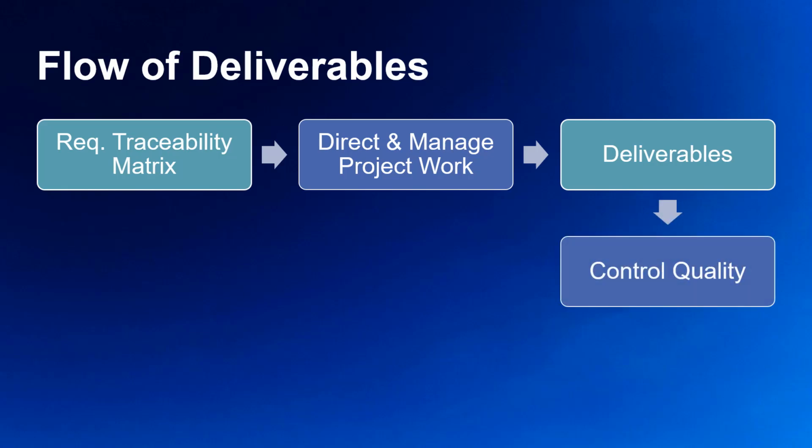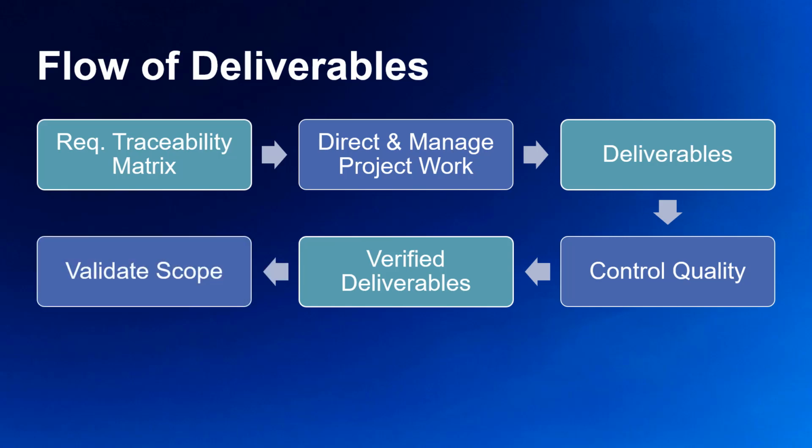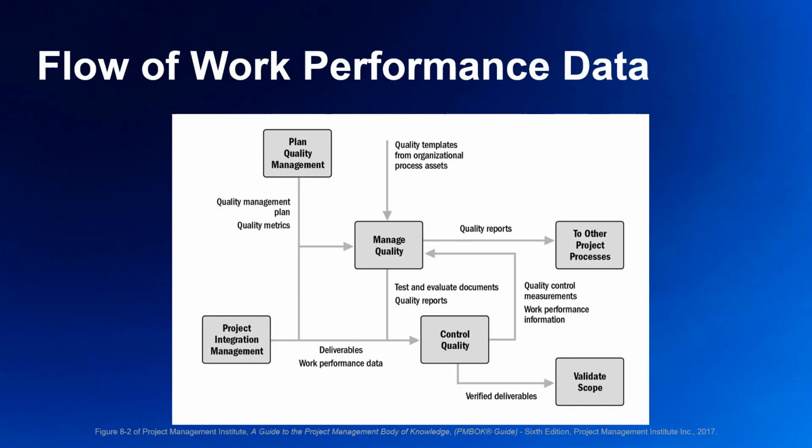These deliverables become an input to the control quality process, which is part of the monitoring and controlling process group that occurs throughout the project. To measure the deliverables against the project requirements, we are to use the requirements traceability matrix in this process with the goal of having verified deliverables as our output. These are then again a key input to the validate scope process, where we present the verified deliverables to the customer, and finally the deliverables gain formal acceptance by the customer and become accepted deliverables. So that's how the deliverables flow.